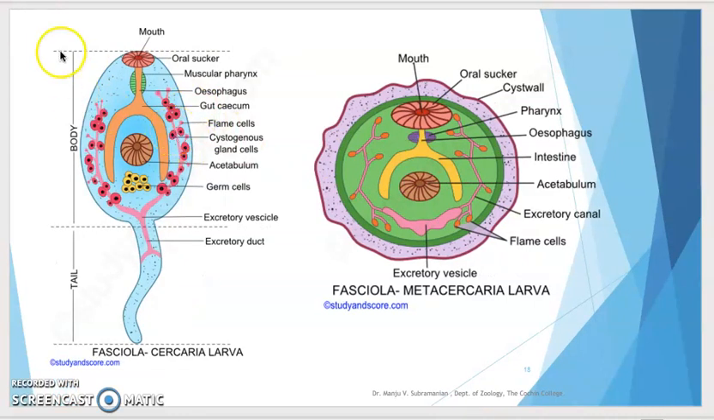This Cercaria larvae is about 6 millimeter long, and it is oval in shape. As you can see here, it is oval in shape with a tail. So we can say that this Cercaria larva is a tadpole-like larvae, and it is covered with a thick spiny cuticle below with the muscles and the mesenchyme cells.